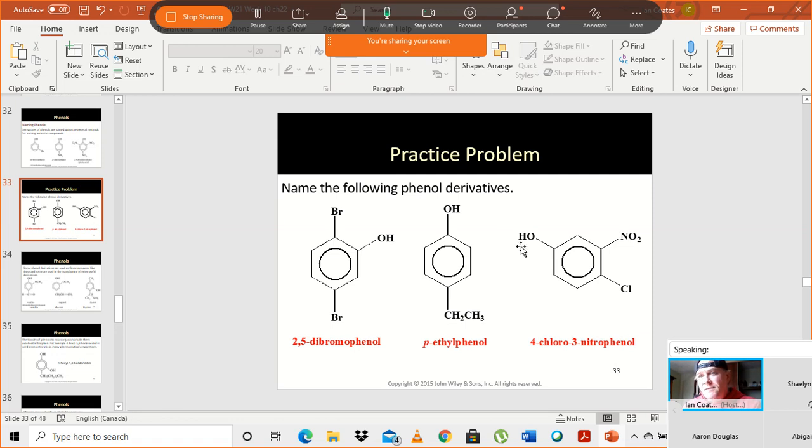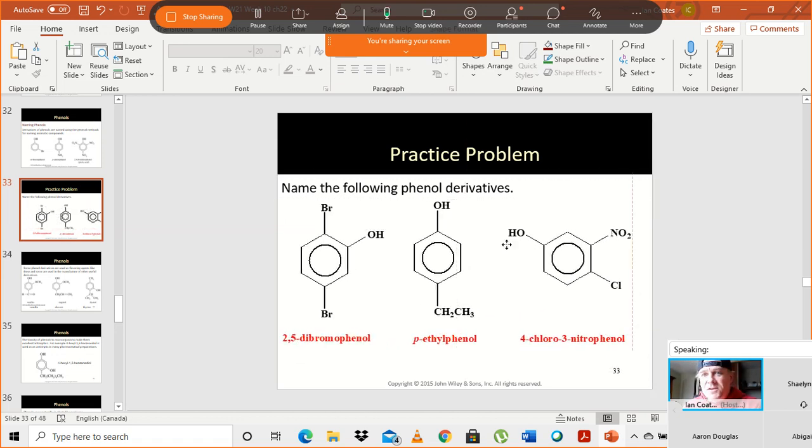Okay, I got my benzene. But then I got an OH here, a nitro, and a chlorine. Which one's my boss? In this case, your alcohol group is going to be the boss. Because the alcohol group on the benzene has its own name. That's called phenol. So there's your base.